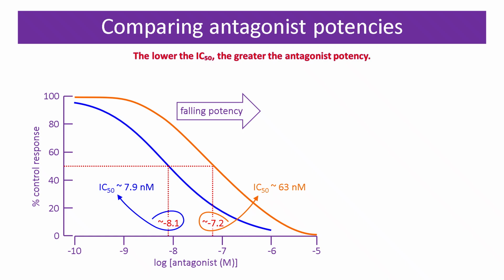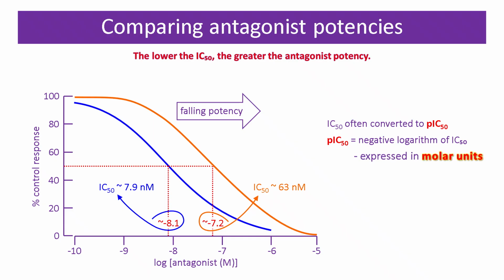Although IC₅₀ values are useful, they are often expressed on a logarithmic scale as pIC₅₀. The pIC₅₀ is defined as the negative logarithm of the IC₅₀ expressed in molar units. This is important because IC₅₀ values can be reported in different units, such as nanomolar or micromolar, but the pIC₅₀ must always be calculated from the molar concentration.